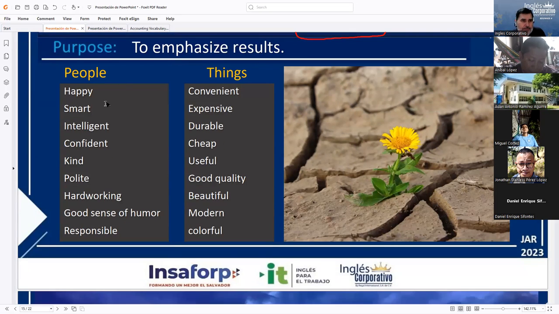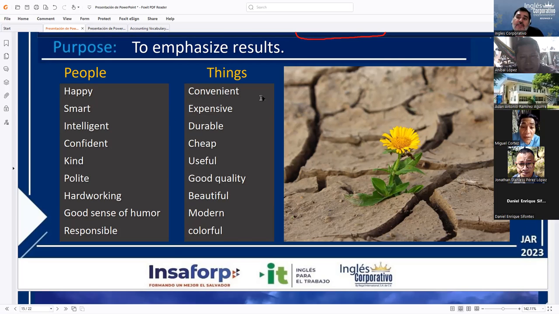Other example, people: happy, smart, intelligent, confident, kind, polite, hardworking, good sense of humor, responsible. So if they have a good sense of humor, they are funny. Okay, funny, right? Responsible, funny, hardworking, polite, kind, confident, intelligent, smart, happy.